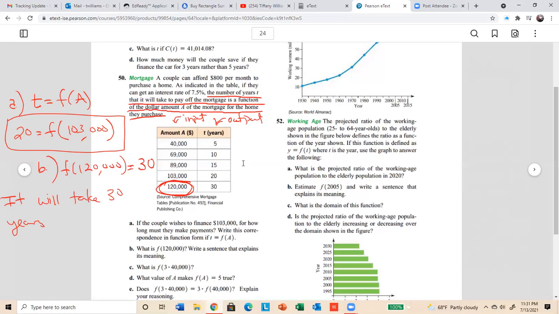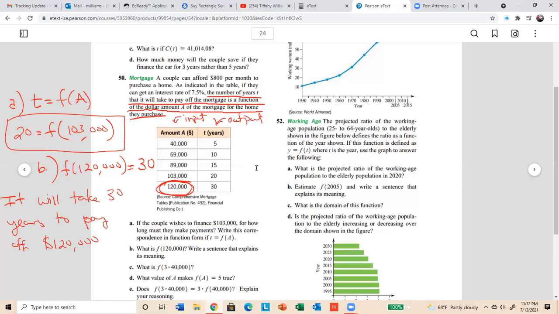It's going to take 30 years to pay off $120,000. Now, being up in Boone, you know that it's almost impossible to find a house for $120,000. Boone is one of those places that the real estate has really taken off.